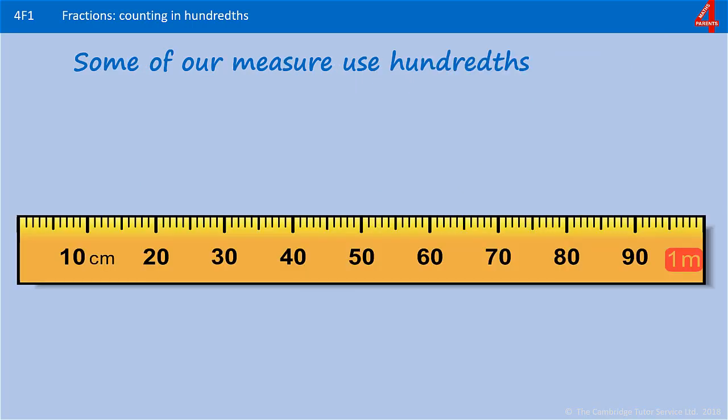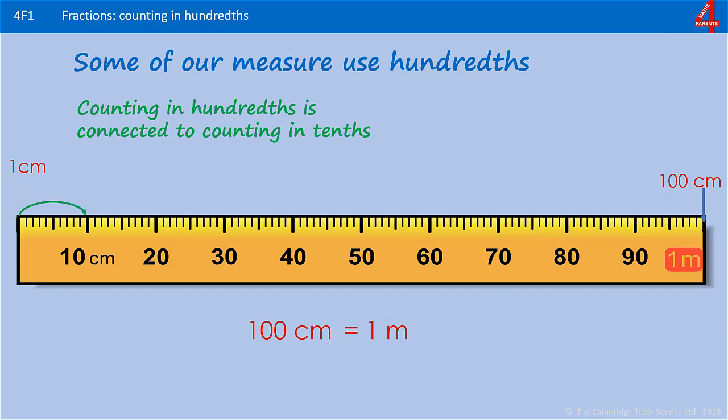It's not just money where we use hundredths in real life, we also use hundredths in some of our measures. For example, a metre has 100 centimetres in it. So if you imagine that this is a 1 metre stick, that arrow moves across 100 little divisions to make 1 metre, which is 100 centimetres. 100 centimetres is 1 metre.